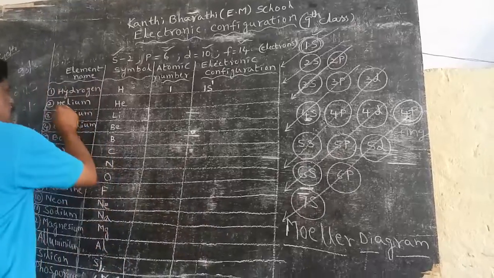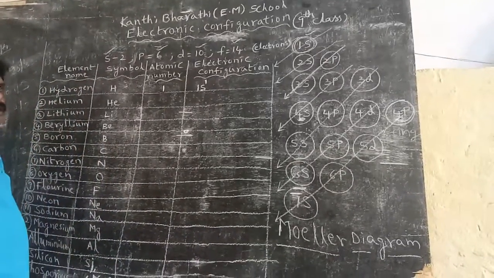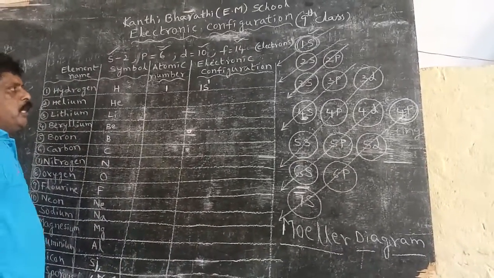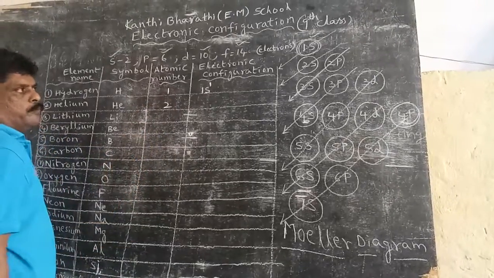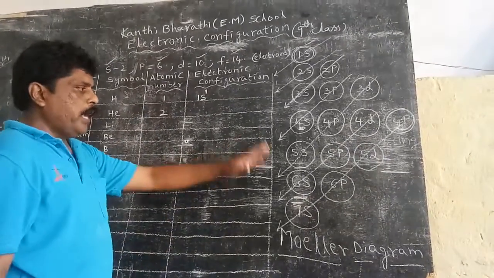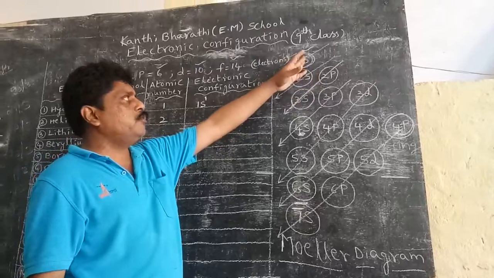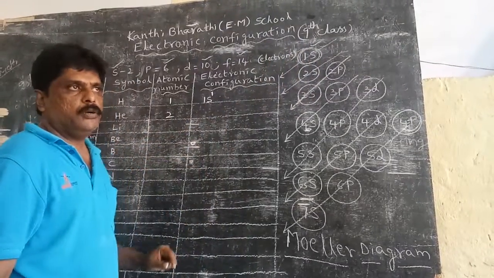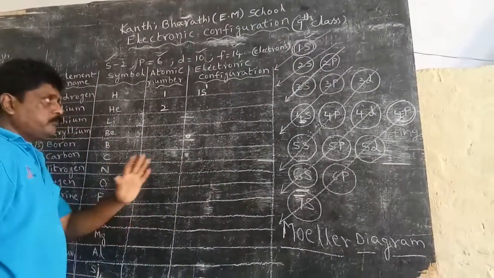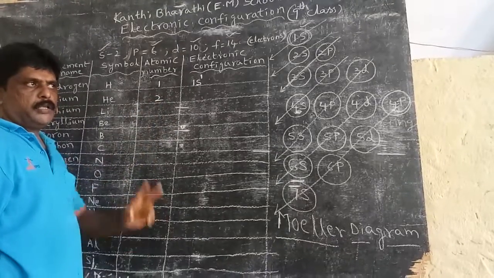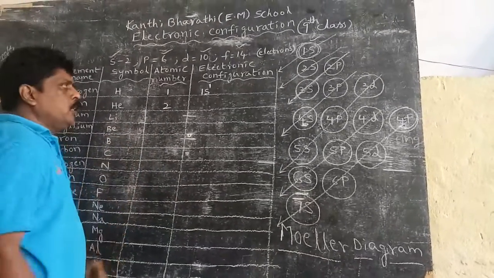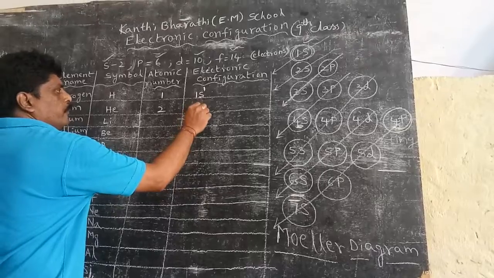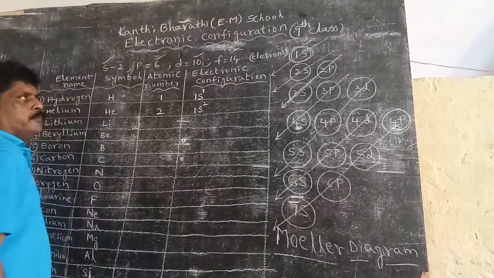Next one, helium. Second one is helium. The symbol of helium is He. Atomic number of helium is 2. So first, the lowest orbital is 1s. There is space for how many electrons in the 1s orbital? There is space for 2 electrons. So I have to fill it as 1s2.